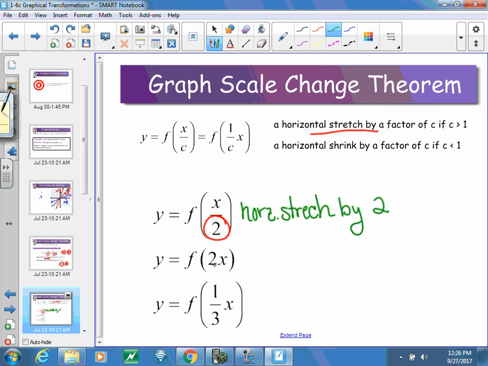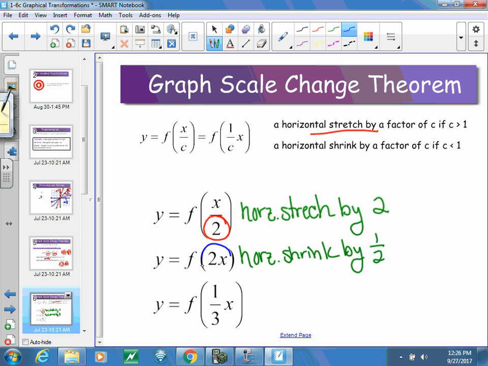On the next one here, f of 2x. So people, again, once they sit there and say, oh, it's greater than 1, so therefore you're stretching it, actually here we're doing the opposite, because we're going to be shrinking. It's going to be a horizontal shrink, and it's going to be by a factor of 1/2.